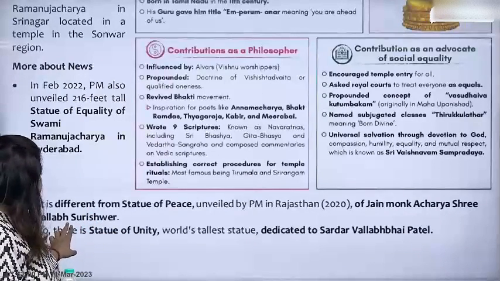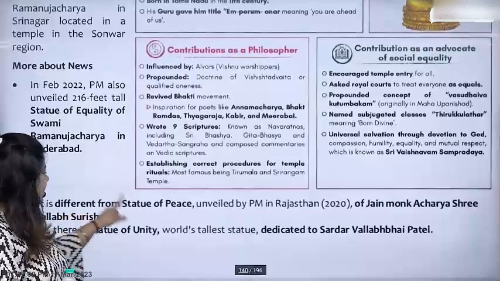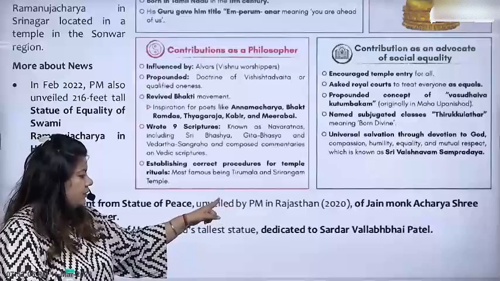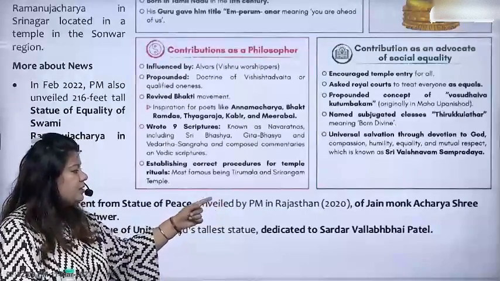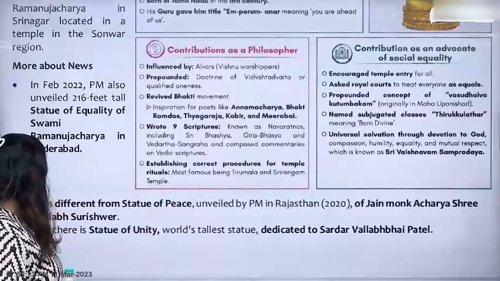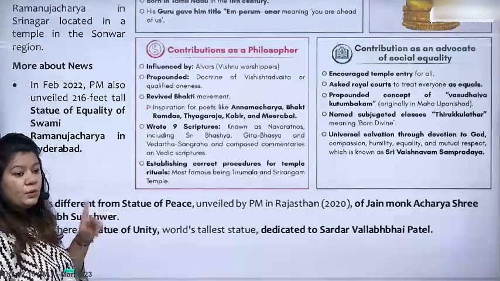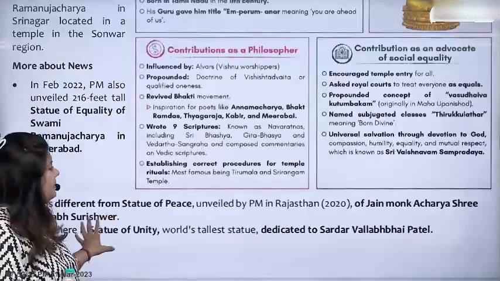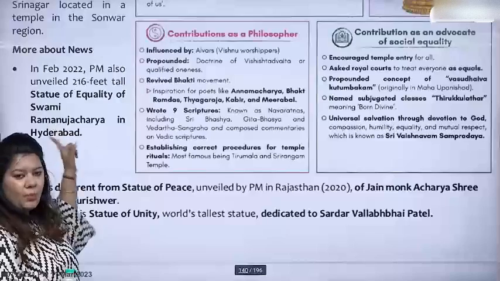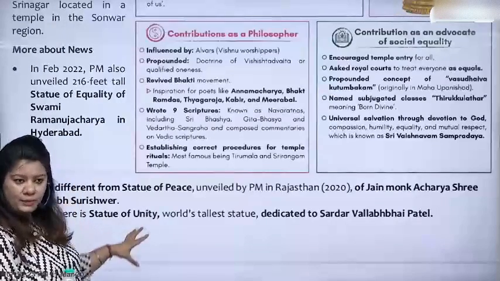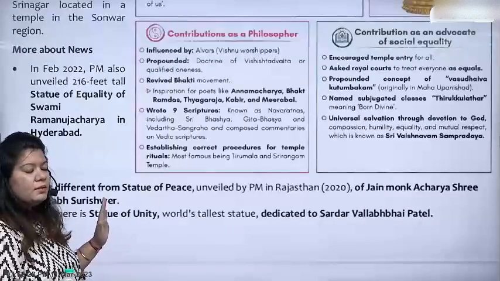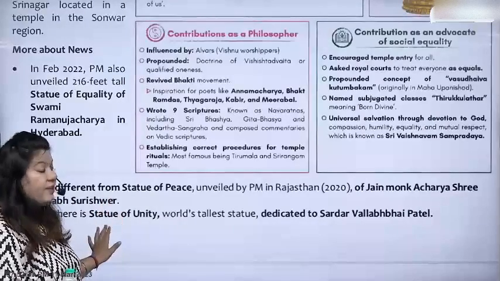Okay? And there is another Statue of Peace which was unveiled by the PM again in Rajasthan, which is ascribed to Jain monk Acharya Shri Vijay Vallabh Sureshwar, right? So you don't have to get confused. That's why this information is given. Oh sorry, Statue of Equality is Ramanujacharya, Statue of Peace is ascribed to the Jain monk, and Statue of Unity is ascribed to Vallabhbhai Patel.